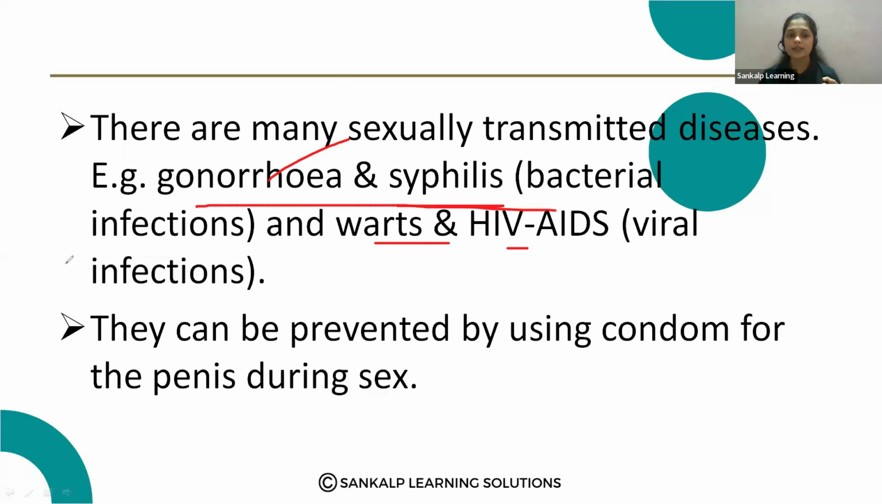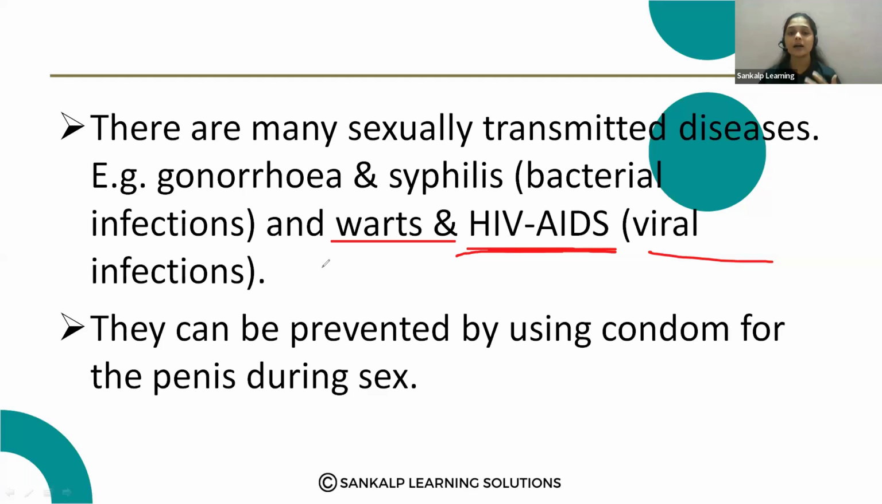And warts and HIV AIDS, these are viral infections. HIV AIDS is a viral infection that is caused by a virus. And warts means blisters that form in the genital area. Okay, warts means blisters that occur in the genital area, we call that warts. And warts and HIV AIDS are viral infections.